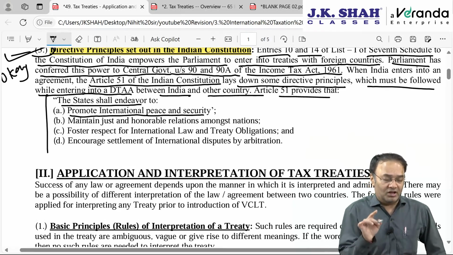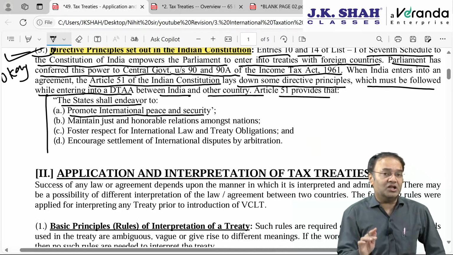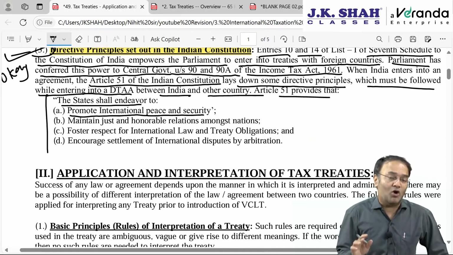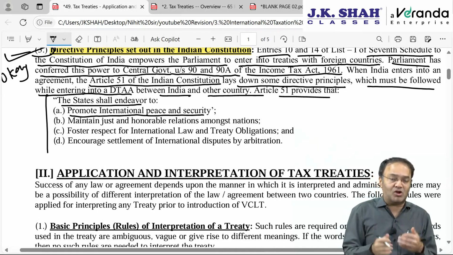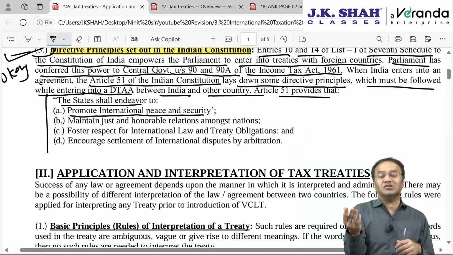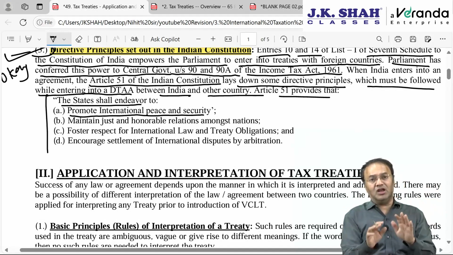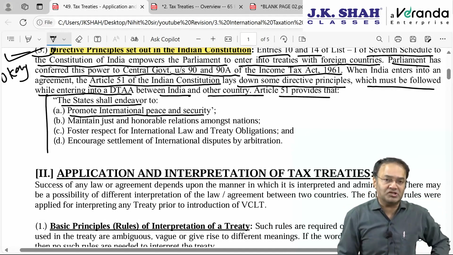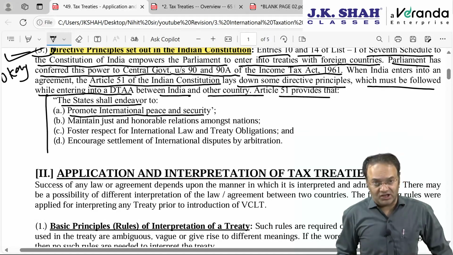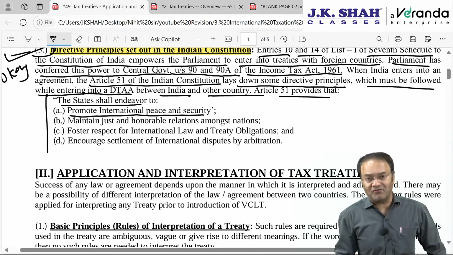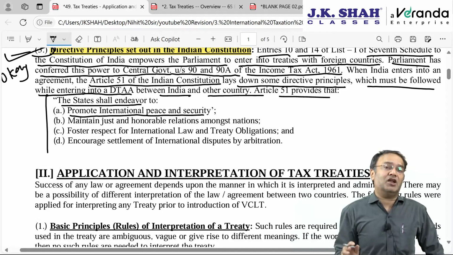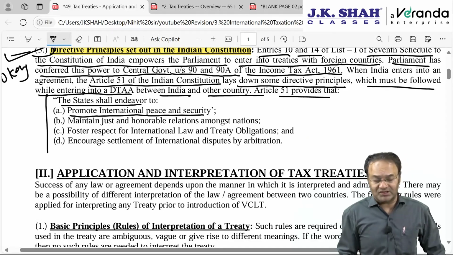Let me remind you once again that these are directive principles. They are optional; in a sense, they are suggested by our Constitution of India, that whenever India enters into a treaty with any country, India should take care that so and so purposes are achieved, which are not necessary. It's not necessary that all the 4 purposes have to be achieved. Otherwise, we can never enter into a treaty with enemy countries like Pakistan.